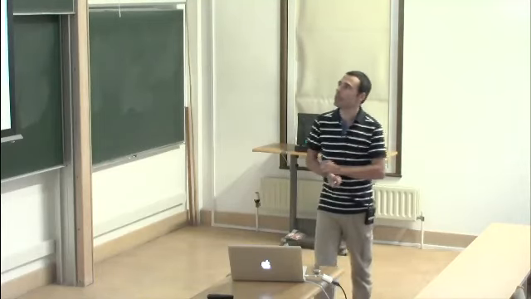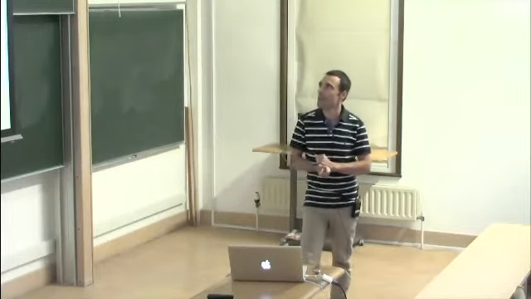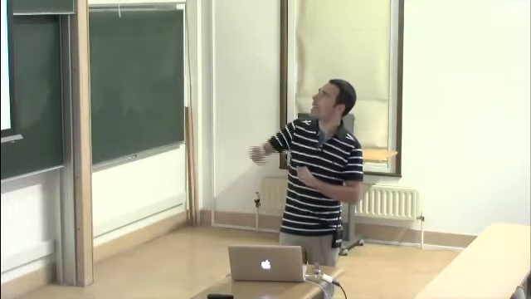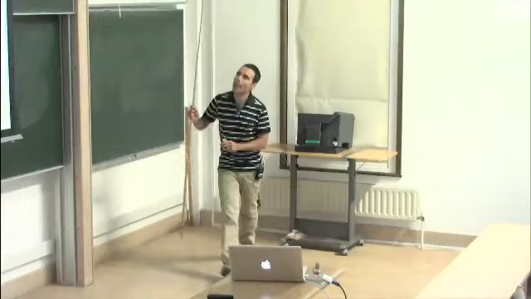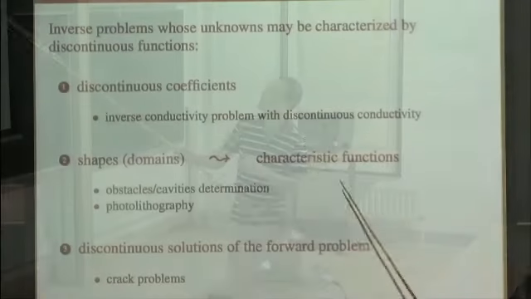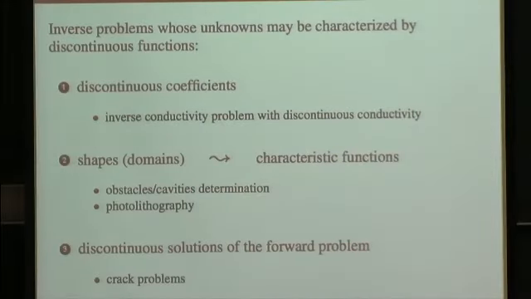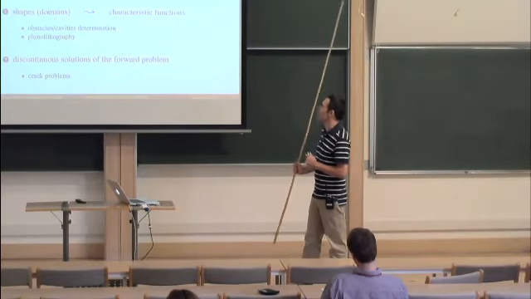The second case is when you have to identify shapes, and I'm thinking here of domains or open sets. And here the discontinuous function comes into play if you look at it this way: you characterize shapes in terms of functions by using characteristic functions, and clearly the discontinuities of the characteristic functions are actually the boundary of the domains. So you can have this way of seeing these things, and this happens for instance in obstacles or cavities determination. Then I'm presenting briefly an example in an industrial application, which is called photolithography.